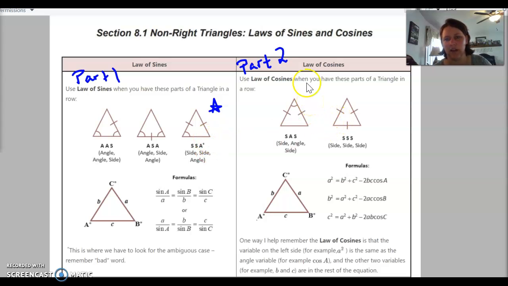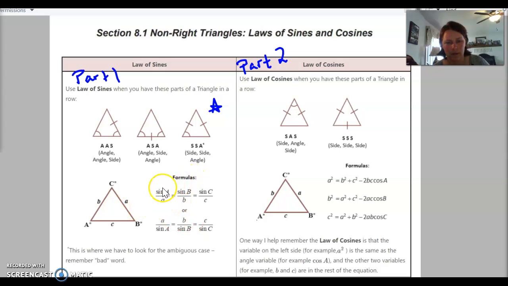Then over here on the law of cosines, if you are given side, angle, side, then we're going to have to use the law of cosines. And if you're given side, side, side, then we're going to have to use the law of cosines. So these will be the options where we cannot use the law of sines. The law of sines is a lot easier to use, and so we're going to use the law of sines as much as possible.